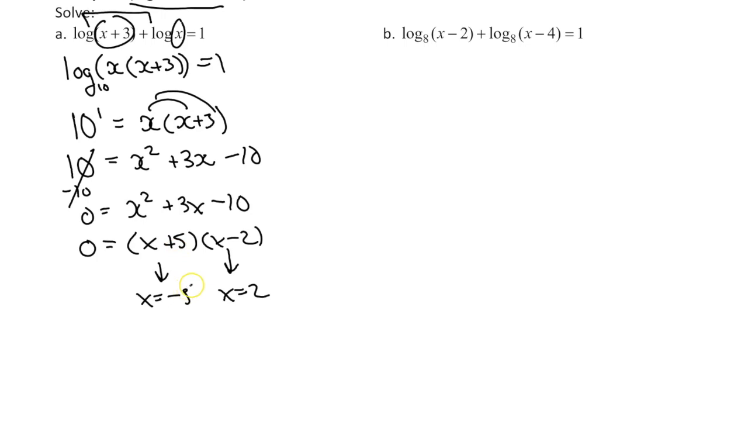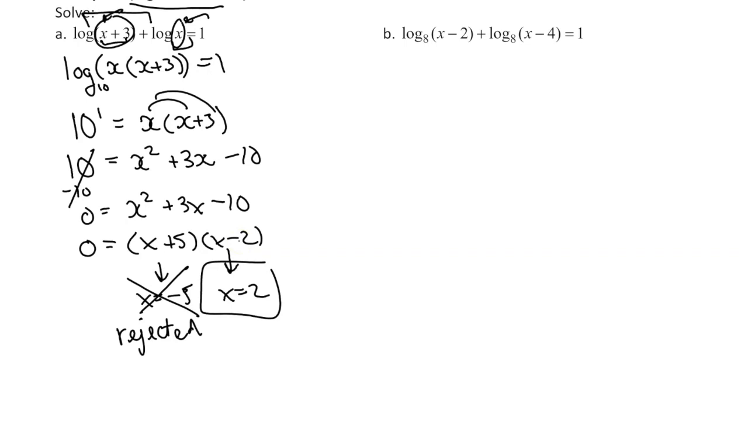And so if I take this negative 5 and I put it in for x, or if I had put it in here for the x plus 3, I would be creating something that would have a negative argument there. So this gets rejected. And we only accept x equals 2. And that's how it goes.